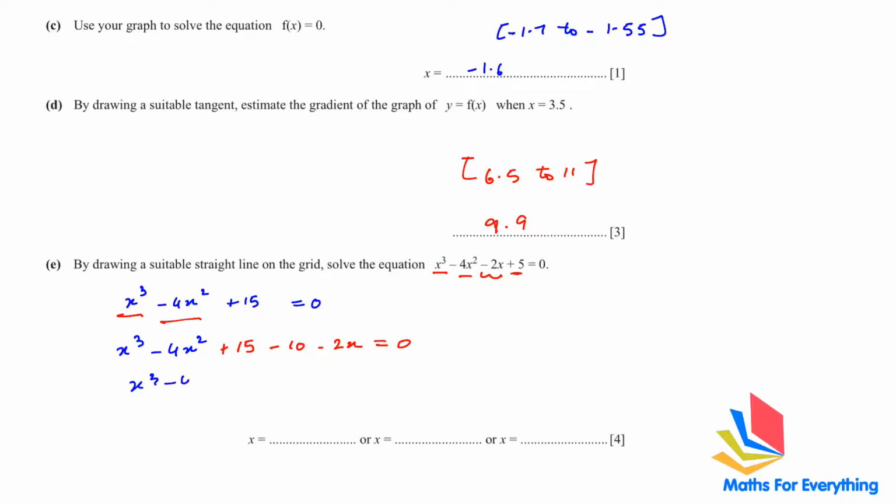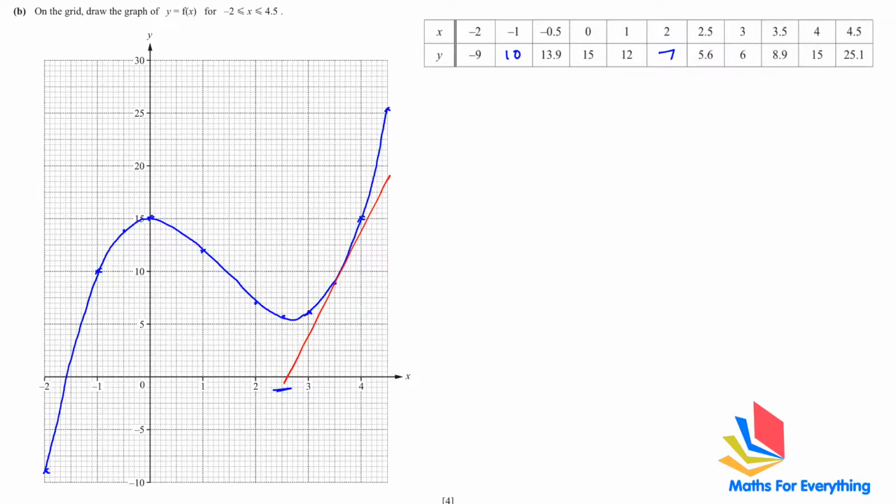Now, x cubed minus 4x squared plus 15, that's our original equation, is equal to the extra terms that we have added. We'll move them to the other side. It's going to be 2x plus 10. So this is the straight line that we need to draw to solve this equation: y is equal to 2x plus 10.